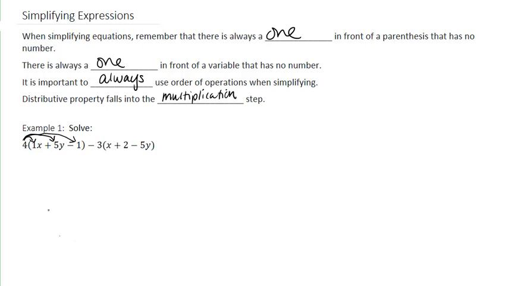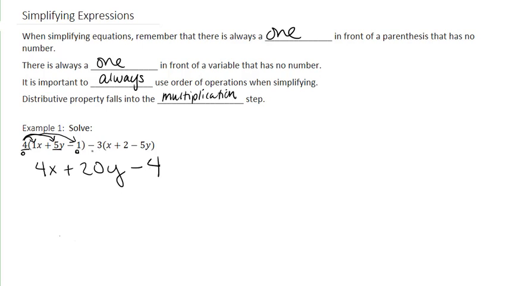So we have 4 times 1x, which is equal to 4x. Now 4 times 5 is equal to 20y. Then we have 4 times negative 1. Don't forget that negative. It's very important. So we have 4 times negative 1. So that's negative 4.